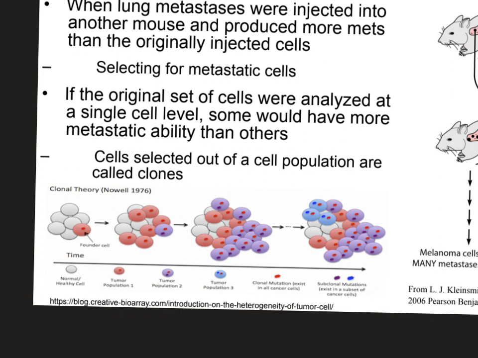So we have all of these different mutations that are occurring, but not every single cell in the tumor will have all of the mutations present in that population. You're going to have these subclonal populations, and some of them will have the ability to be more metastatic than others.